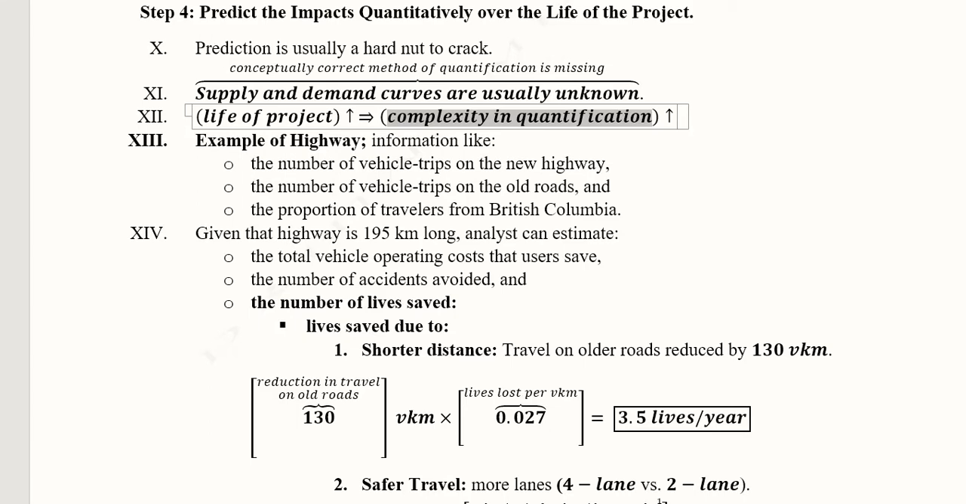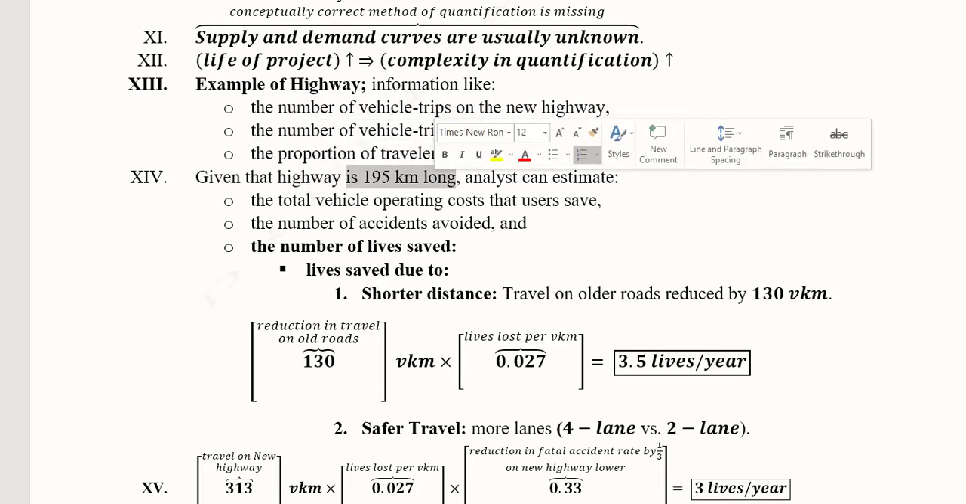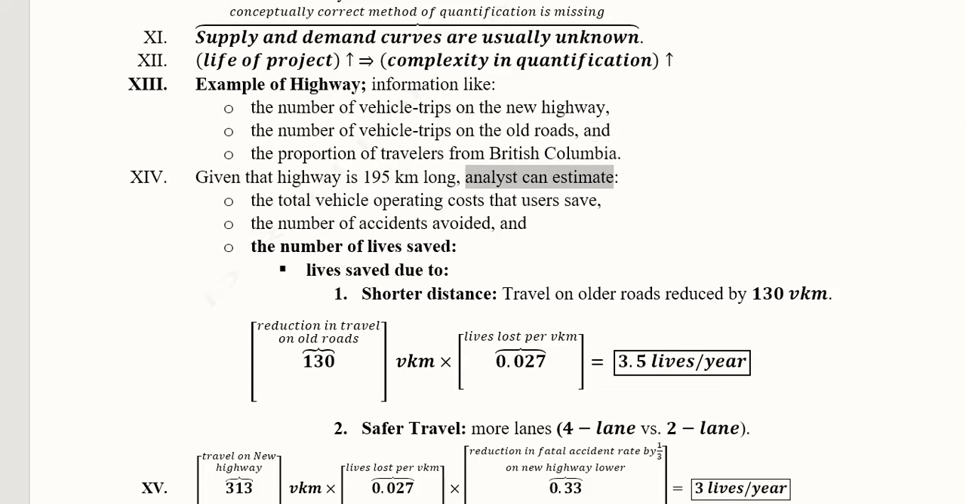Now we take the example of the highway and see how the quantification can be done. For example, if such data is available, that is the number of vehicle trips on the new highway, the number of vehicle trips on the old roads, and the proportion of travelers from British Columbia. This is a set of variables that we can have the data of, and it is known that the highway is 195 kilometers long, and analysts can now estimate a few things.